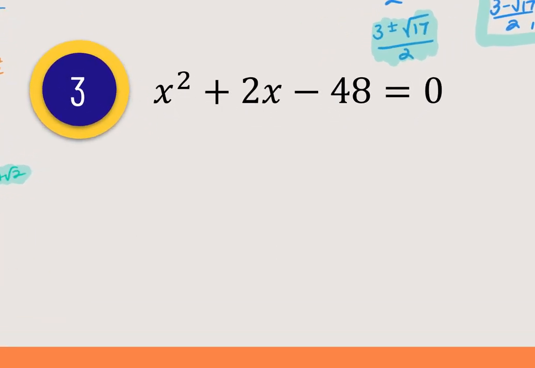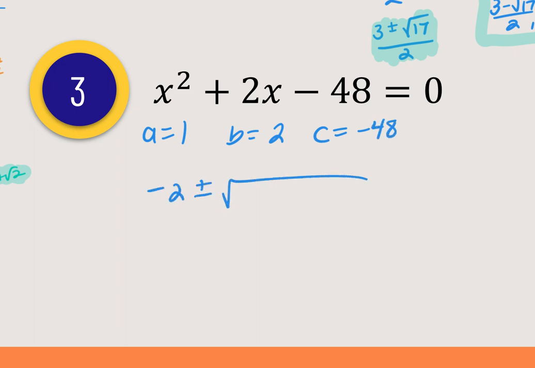All right, go to 3. What's A? Negative 2. Nope. 1. B. Look at the first step. 2. C. Negative 8, 48. Negative 48. So negative B plus and minus the square root of B squared minus 4 times A times C, all over 2 times A.